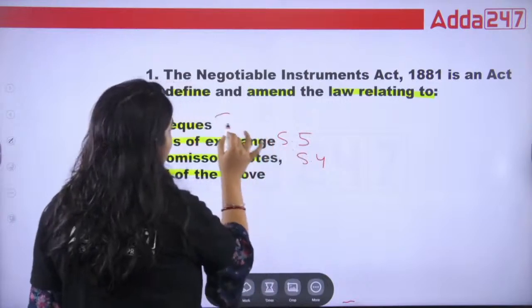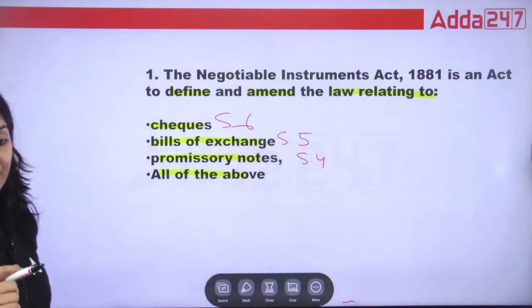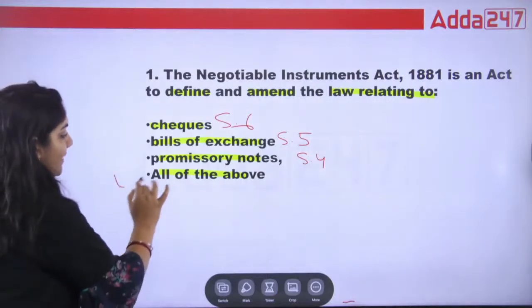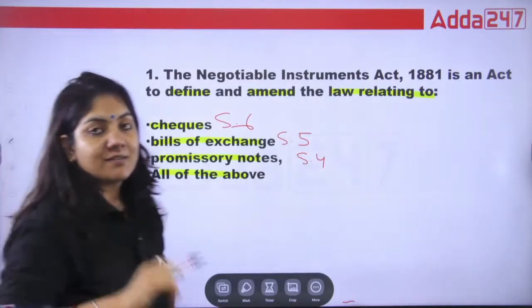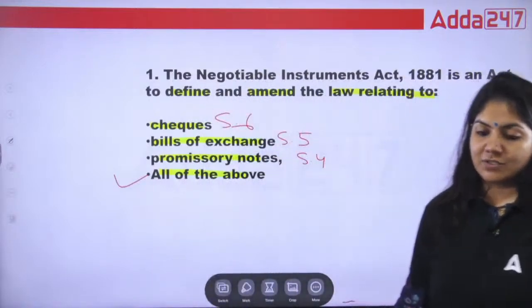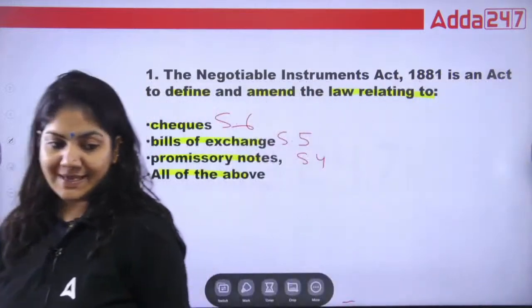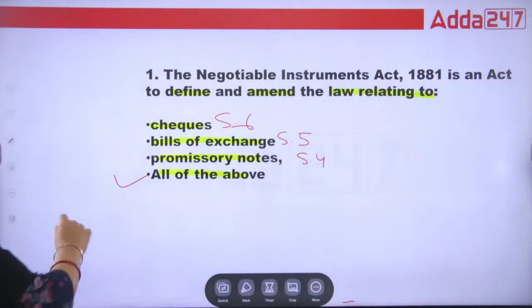bill of exchange, section 5, cheque, section 6. So these are the 3 instruments that are defined in the Negotiable Instrument Act. So that's why, guys, for the first one, D is the right answer. Is that okay? So this is this one.